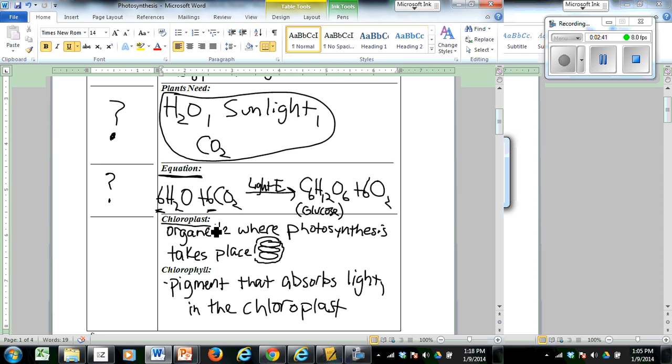Oxygen goes bye-bye. That's what we breathe in. The hydrogens from the water stay and they bond to the carbon dioxide, which we breathe out, to make our glucose, C6H12O6. So that is photosynthesis in a nutshell.